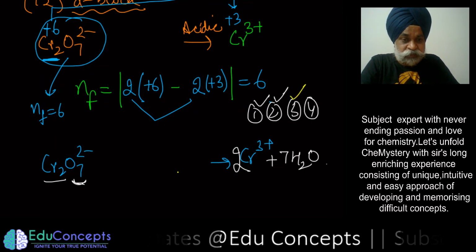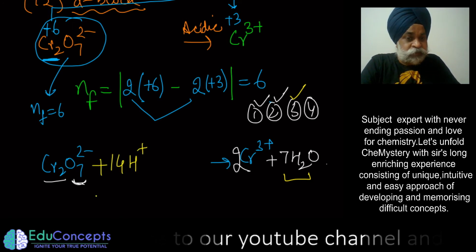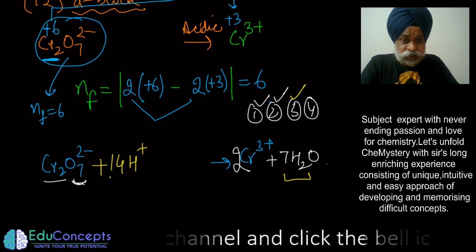So how many hydrogen atoms do you have on this side? 14. So I placed 14 H positive here. So this part is clear.